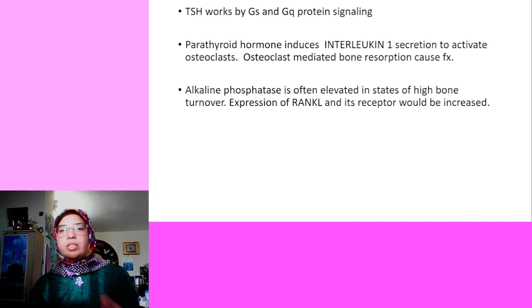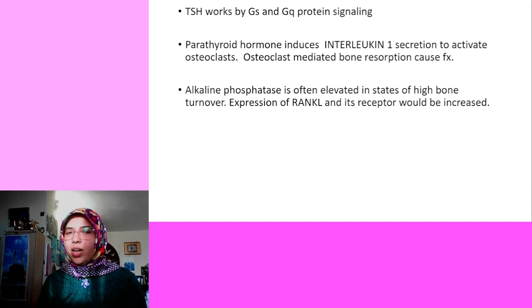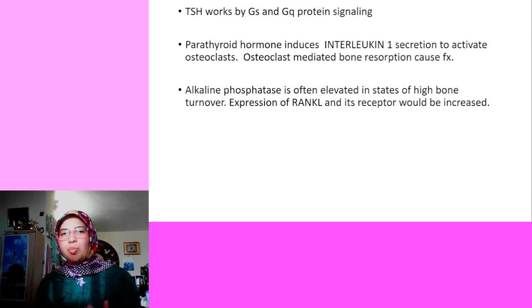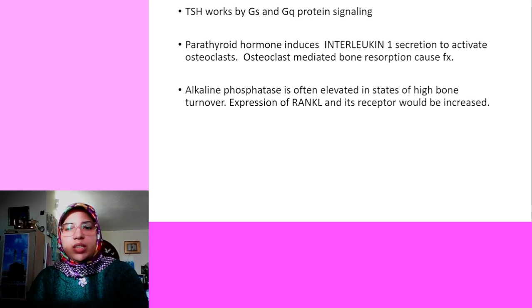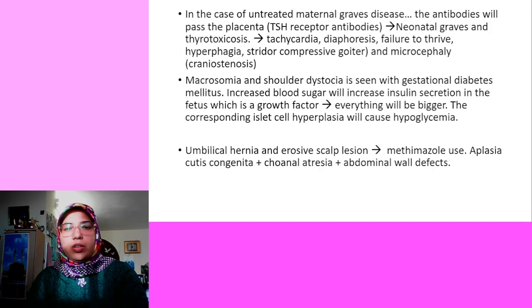TSH works by Gs and Gq protein signaling. Parathyroid hormone induces its effects by interleukin-1 secretion to activate osteoclasts. Osteoclasts are going to cause the bone resorption, remember, by binding to the RANK ligand. Alkaline phosphatase is often elevated in states of high bone turnover. Expression of RANK L will also be elevated and its receptor will be increased. In the case of untreated maternal Graves, what is going to happen? So she has antibodies that are activating her thyroid. So these antibodies are going to cross the placenta.